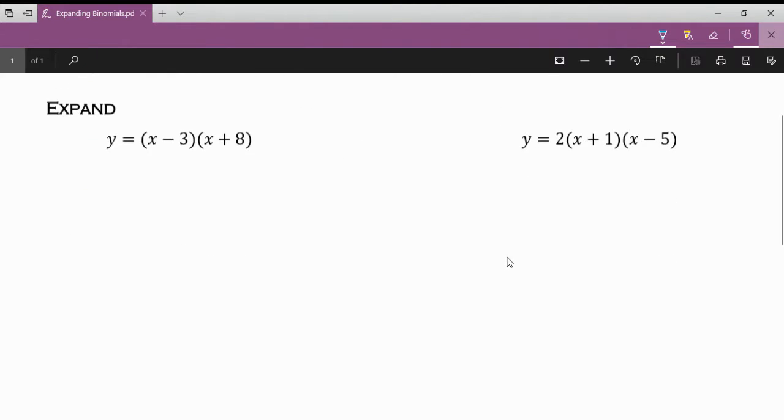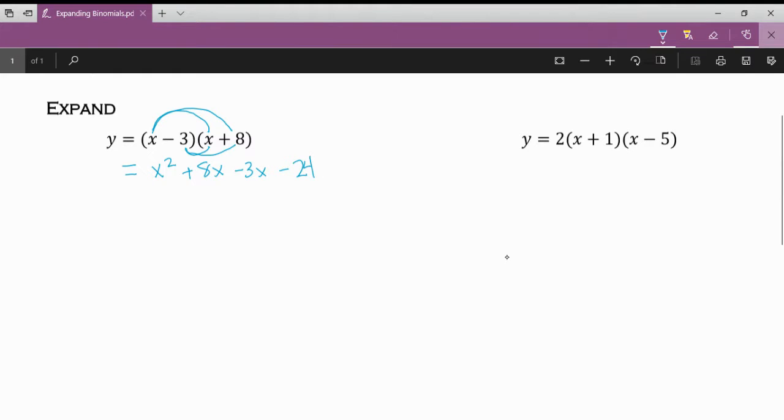When we're expanding binomials, the acronym FOIL helps out a lot. That means that we want to multiply our first terms together. So x times x is x squared. Then our outside terms together, so x times 8 is 8x. Then our inside terms together, so -3 times x is -3x. Whatever sign is on your term, you want to make sure it stays attached. And then lastly, -3 times +8 is -24.